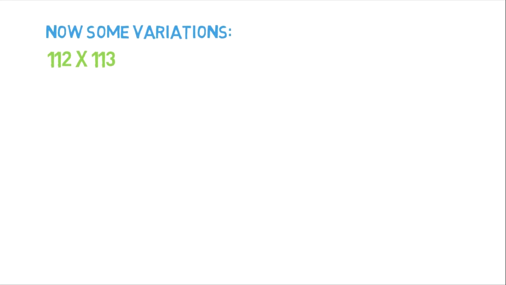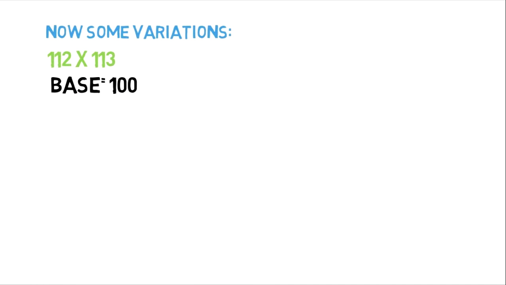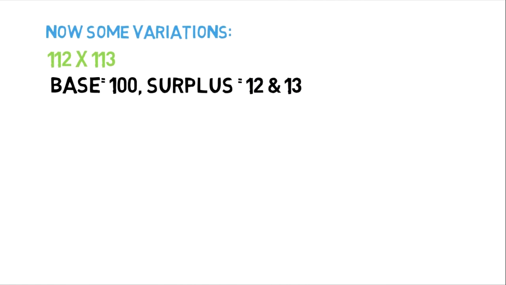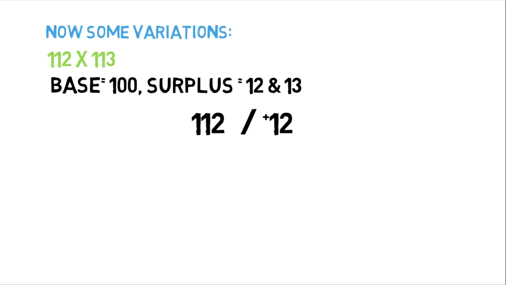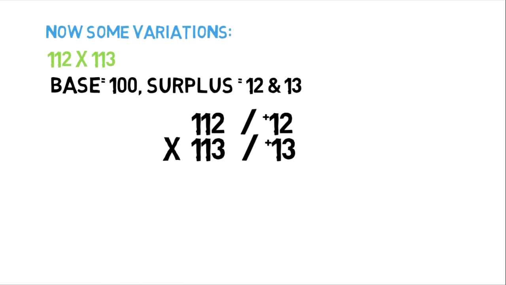Thus we can take the base to be 100. Now we are taking the base to be 100. And as per the previous sum, we would also take the surpluses. The surpluses are 12 and 13 respectively for 112 and 113. Now let's write 112 slash its surplus multiplied by 113 slash its corresponding surplus.